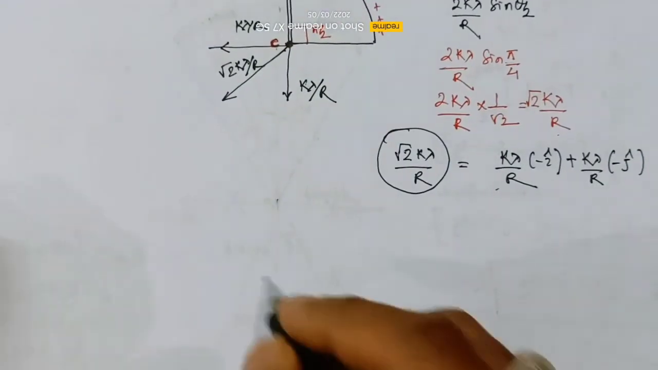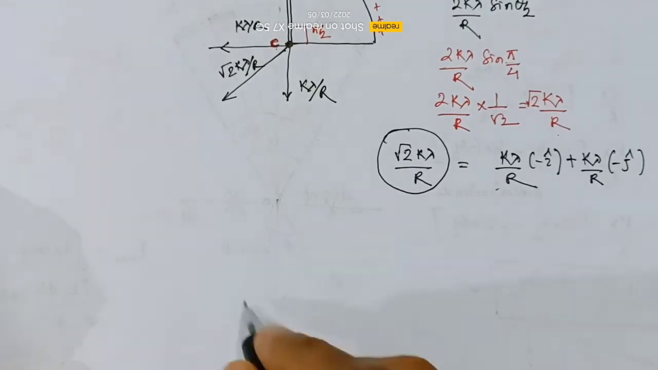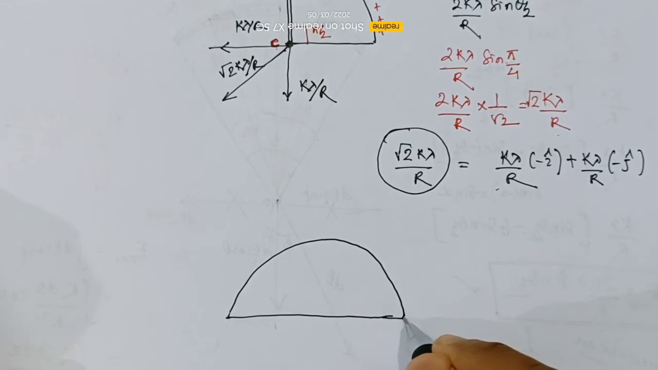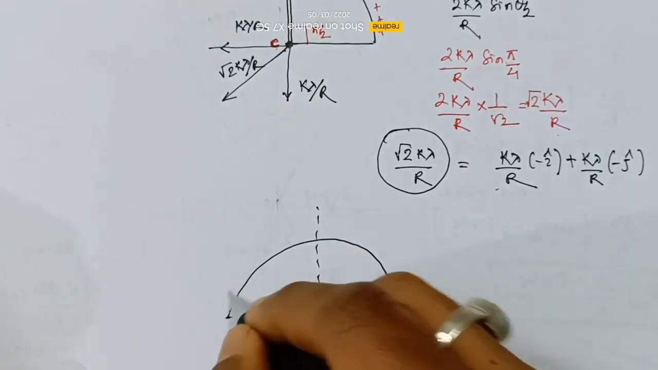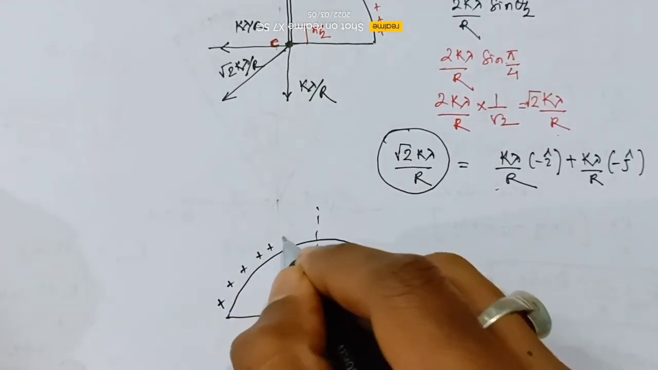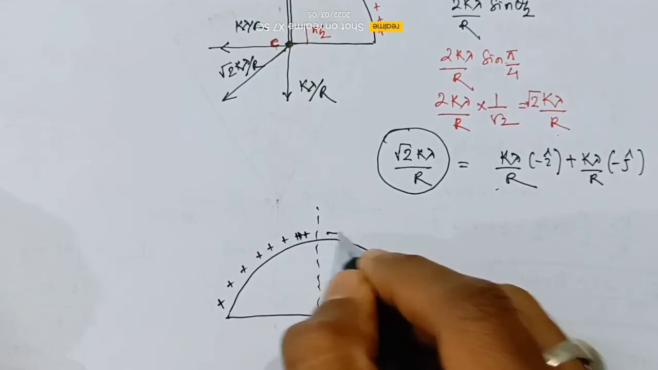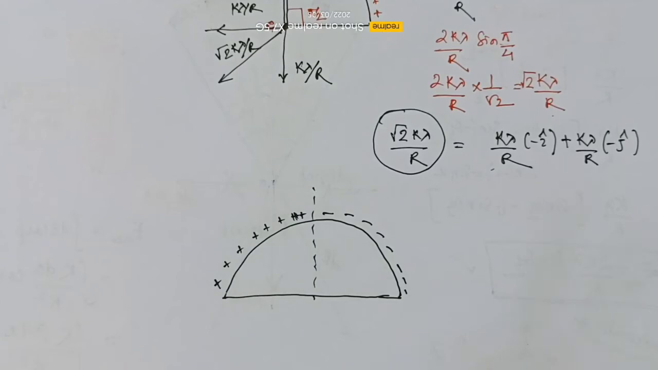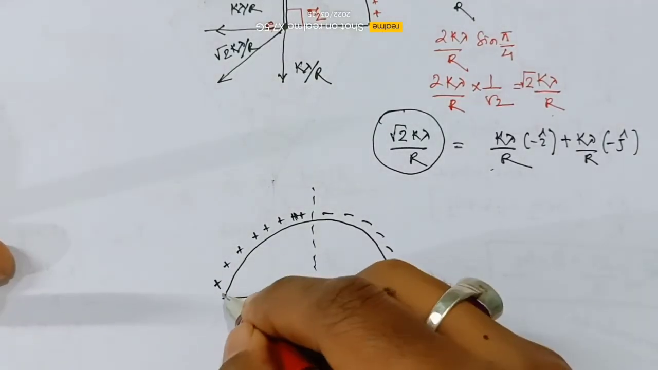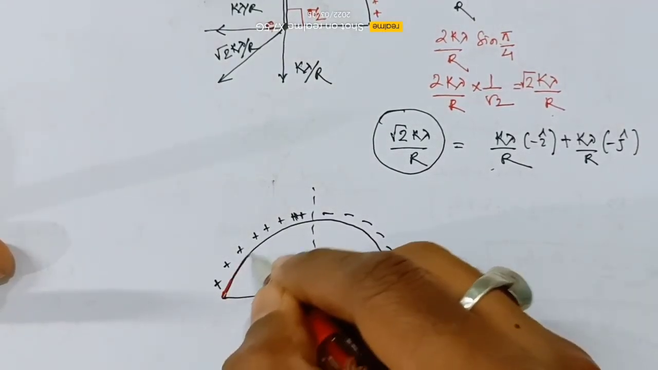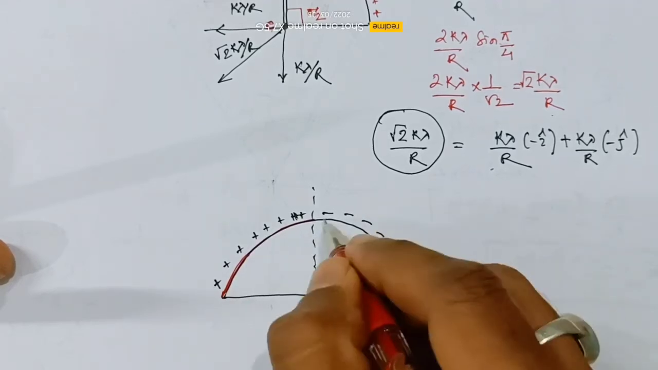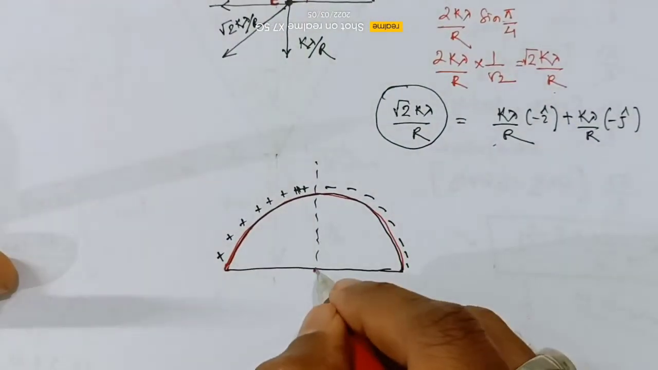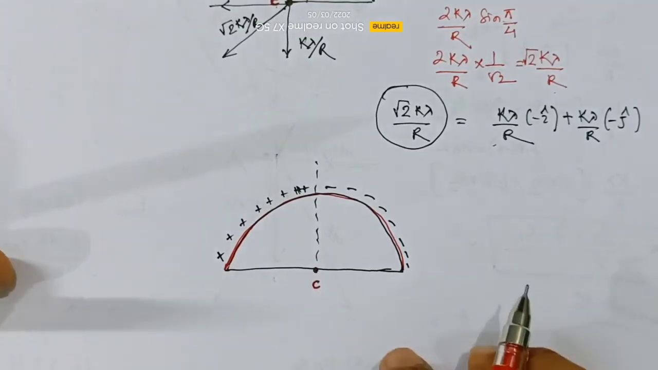Suppose I consider one more important question based on the applications of this. Suppose this is a scenario. Half of the section is positive and half of the section is negative. If the scenario is given like this, a semicircular arc where exactly half of the section has positive charge uniformly distributed and half has negative charge uniformly distributed, the question is asking to find the expression of electric field at the center C.